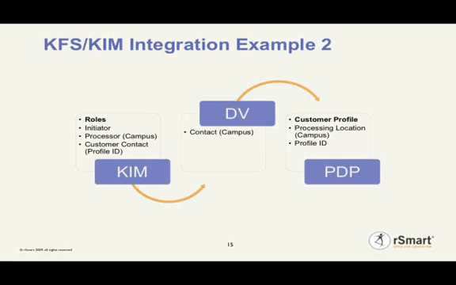And then when the disbursement voucher gets extracted into PDP, and for those who do not know what PDP is, and I apologize for throwing out all those alphabet soup, but PDP is a pre-disbursement processor where you format the checks. In the customer profile, there is a processing location by campus and a profile ID. And so let's just talk through how that works.